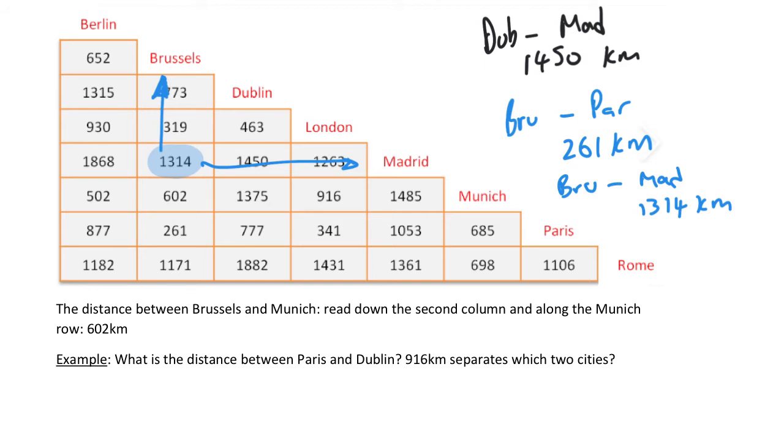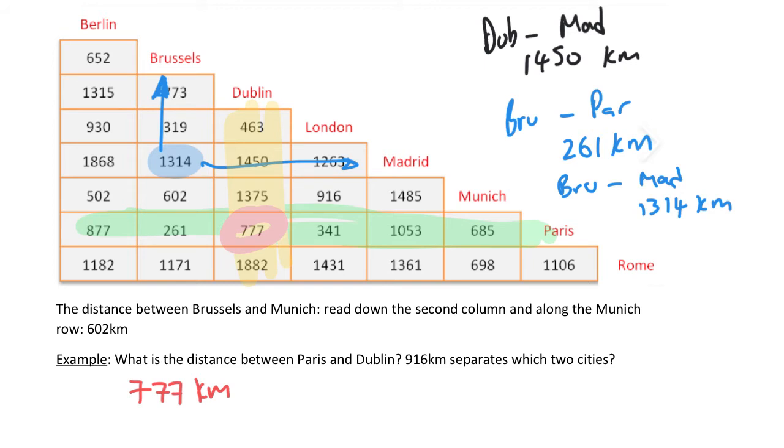And as a final example, what's the distance between Paris and Dublin? So let's highlight the Paris row, and let's highlight the Dublin column, and we can see the overlap there is this 777. So Dublin and Paris are 777 kilometres apart.